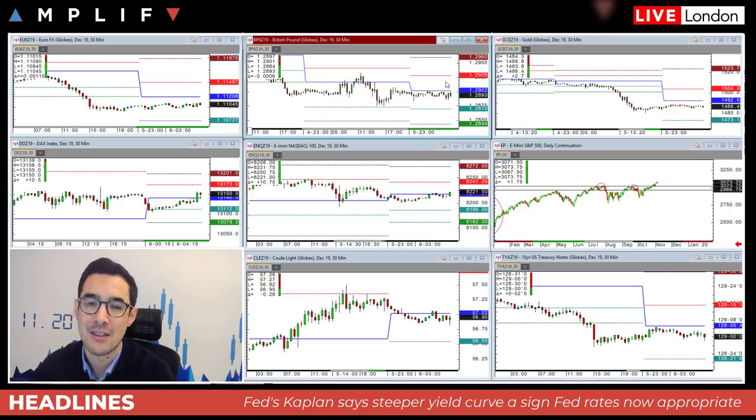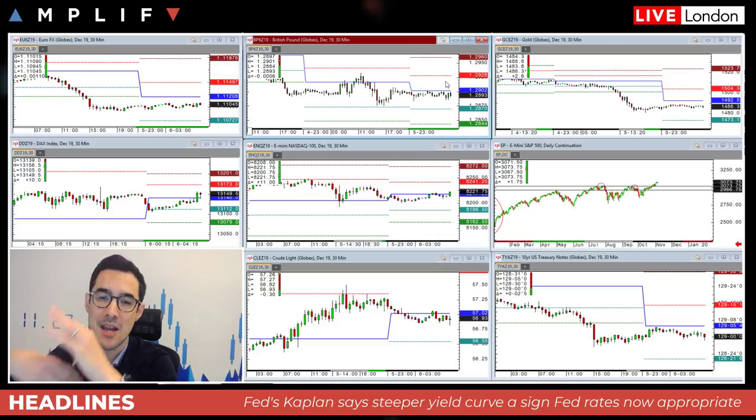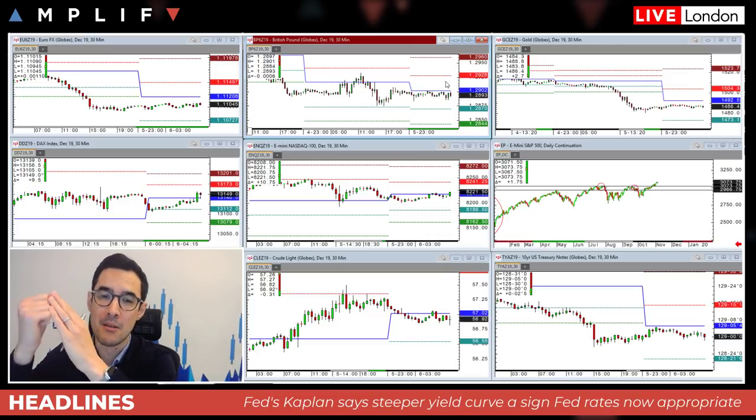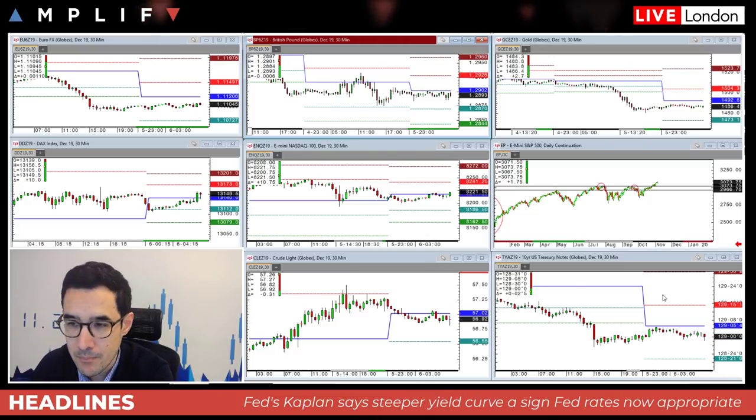So I do think that means the macro hierarchy of key influencing themes has changed a little bit, the composition. Brexit's dropped off, and I think trade war's right back up there at the top.